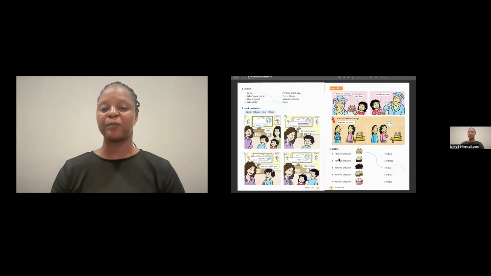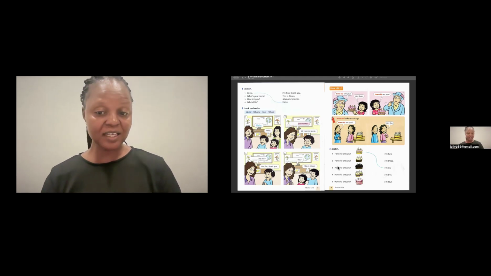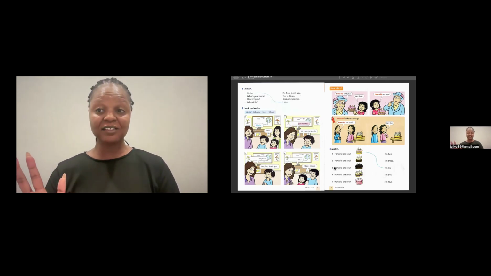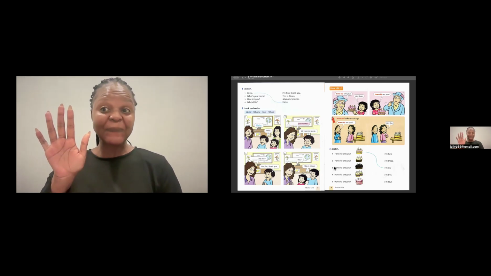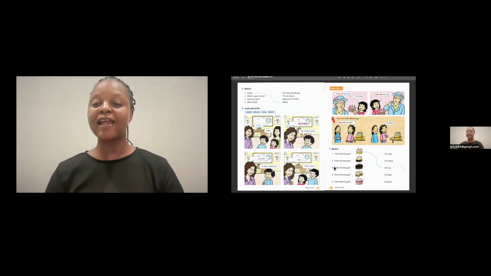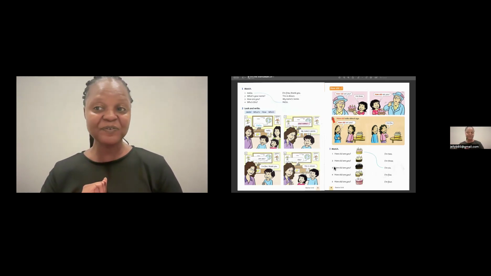All right, now the second question says, how old are you? Sam, can you count for me the number of the candles in the second cake? 5 candles, that's good. So because there are 5 candles, that means you are how old? 5. Well done. So you say, I'm 5. Can you say, I'm 5?